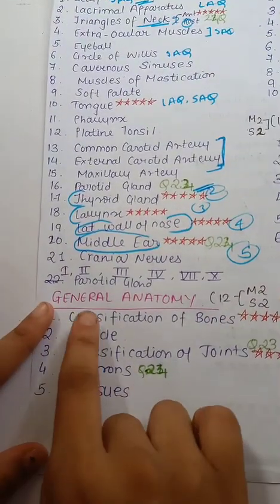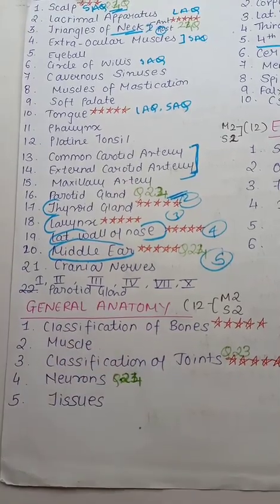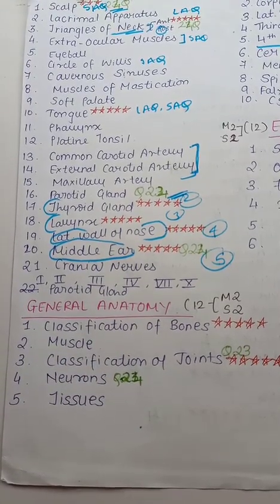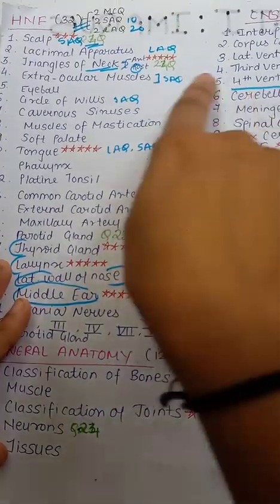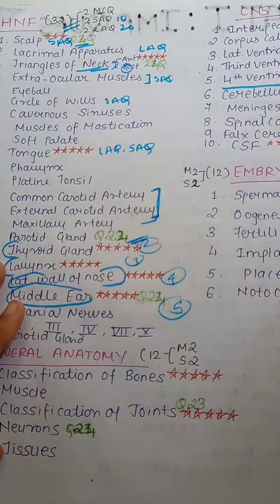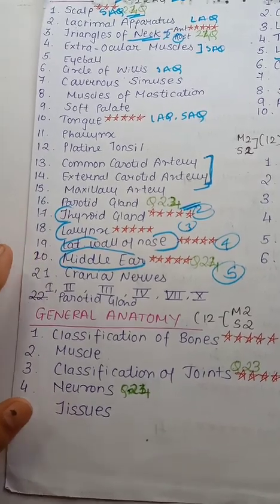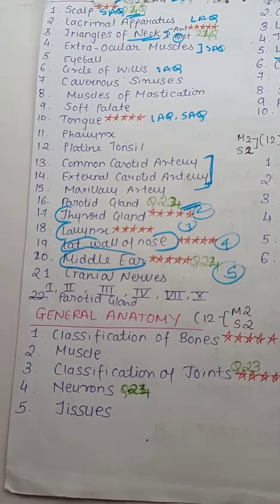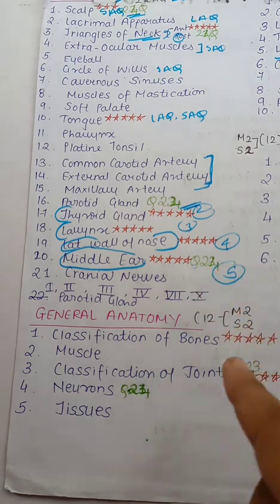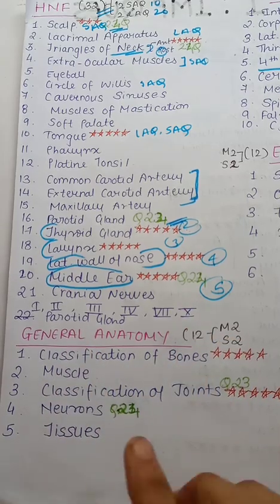Now we'll see general anatomy. We also have general anatomy in our paper 1. So we have 5 questions. All the questions I have given from upper limb, lower limb, head, neck, face, CNS, embryology, and general anatomy are the most important questions. No other questions will be coming in the examination. You can comment down below after the examination if 90% of the questions are not present from these important questions. Now from general anatomy, just do 5 questions.